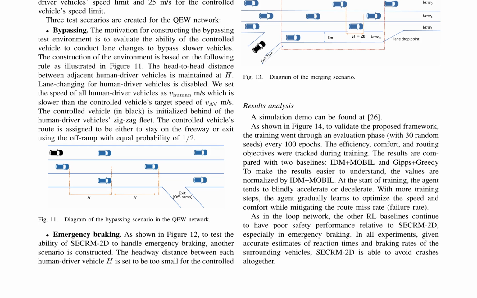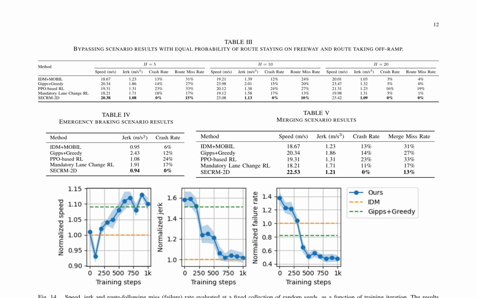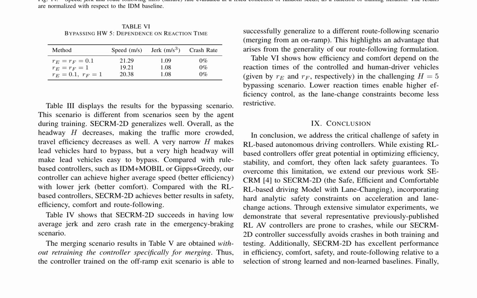In the bypassing scenario, SECRM-2D successfully generalizes to unseen configurations, achieving 0% crash rate and outperforming baselines in efficiency and comfort. Emergency braking results show a 0% crash rate for SECRM-2D, further emphasizing its safety. The merging scenario demonstrates the model's ability to generalize to different route-following scenarios without retraining. The results highlight the advantages of SECRM-2D over existing RLBA-SED controllers, particularly in safety, efficiency, comfort, and route following.